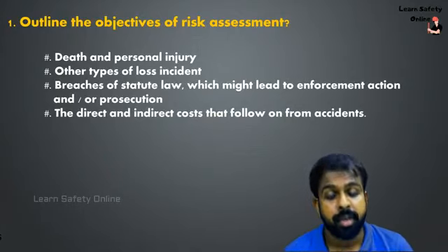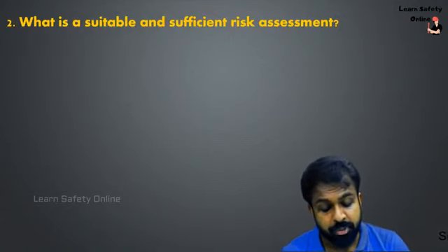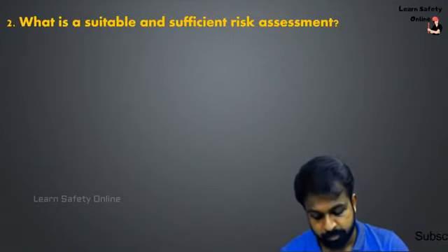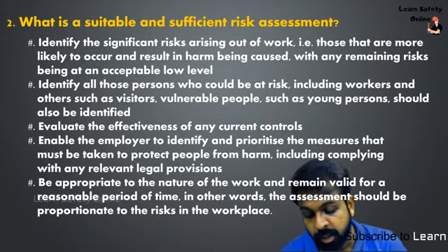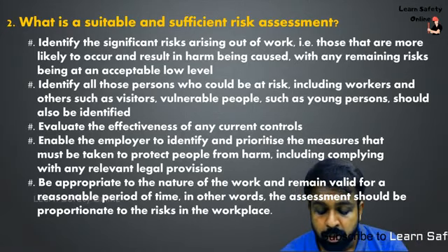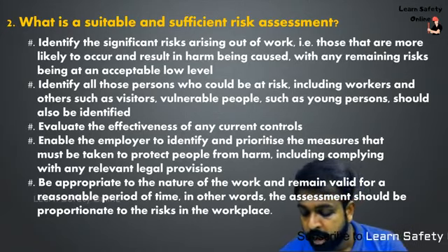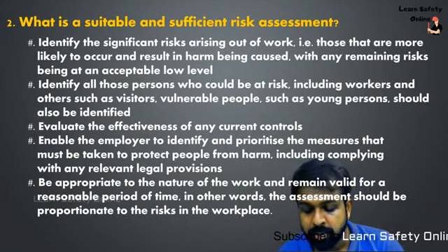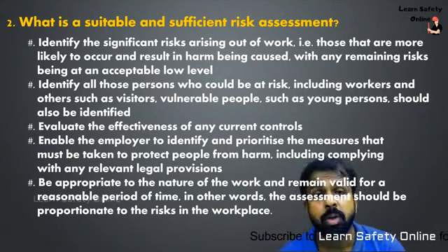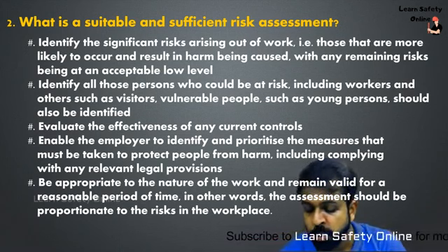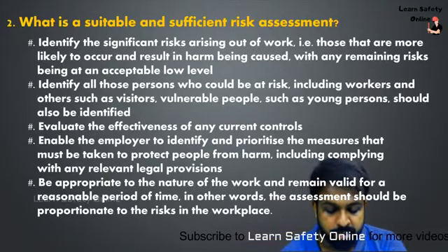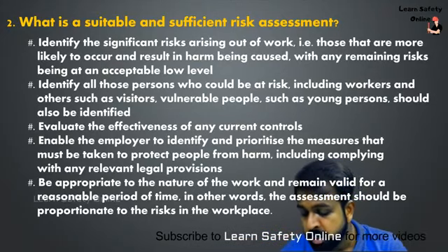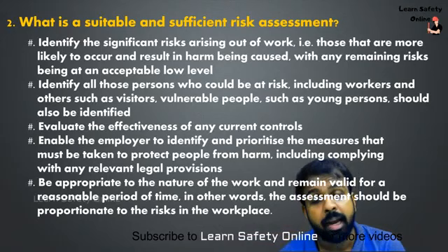Our next question is: what is a suitable and sufficient risk assessment? A suitable and sufficient risk assessment should identify the significant risks arising out of work, that is, those most likely to occur and result in harm being caused, with any remaining risk being at an acceptably low level. The second thing is to identify all those persons who could be at risk, including workers and others such as visitors. Vulnerable people such as young persons should also be identified.